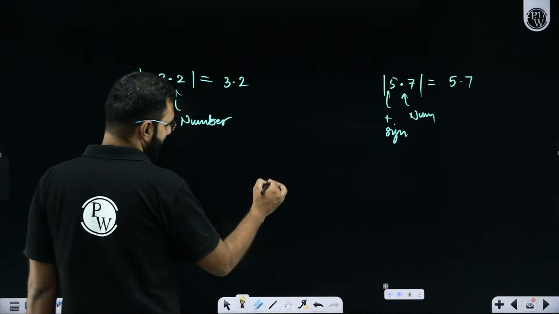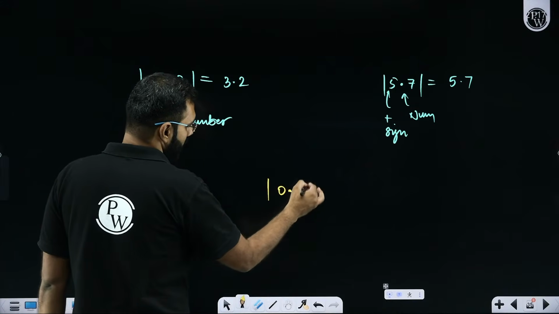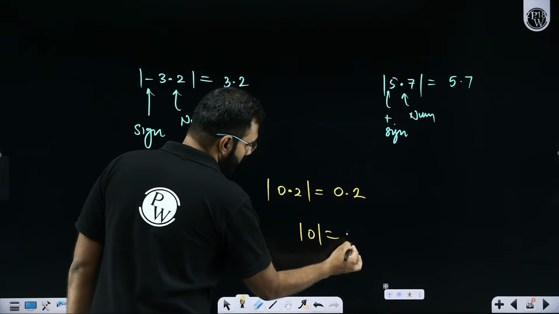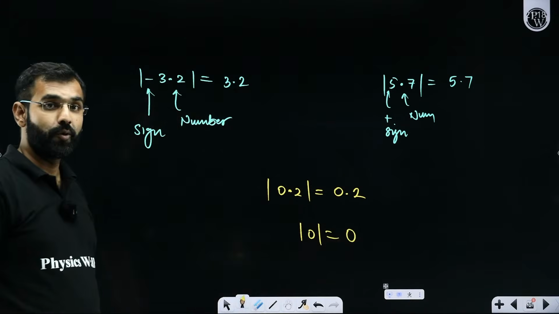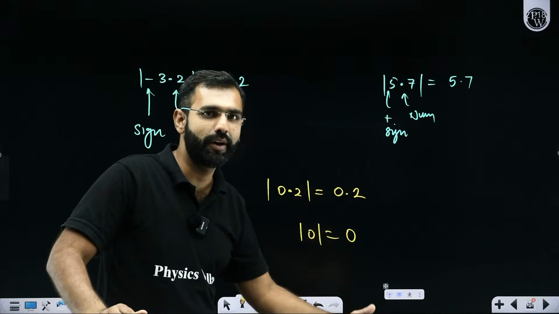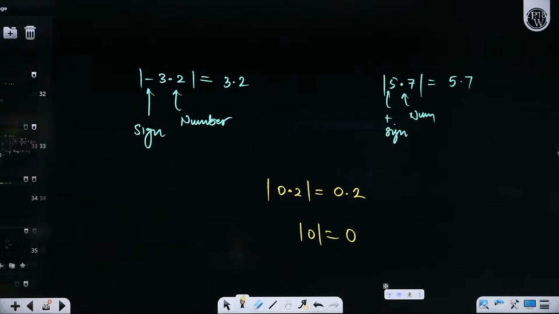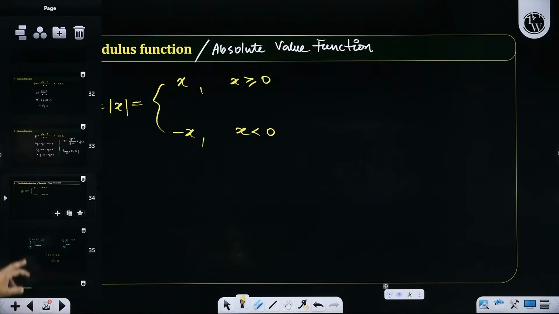Here we are. I'll explain this. What will be the magnitude of 0.2? It's 0.2. What is the magnitude of 0? That's 0. So the output is non-negative. Yes or no? Everybody got my point? Yes or no?